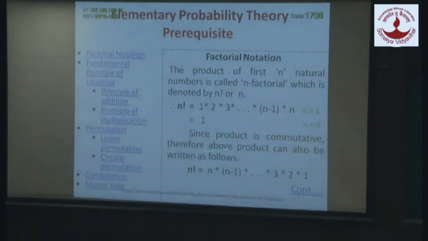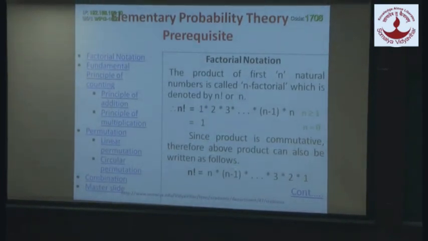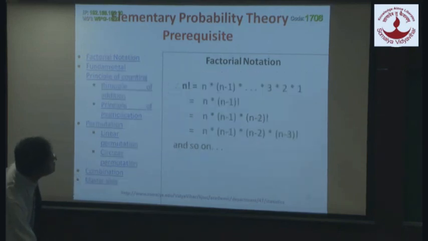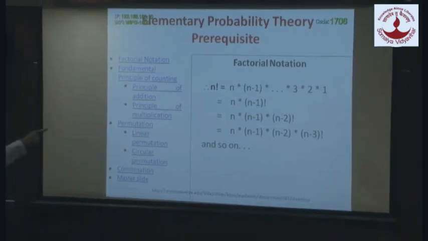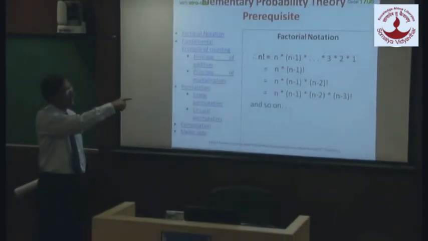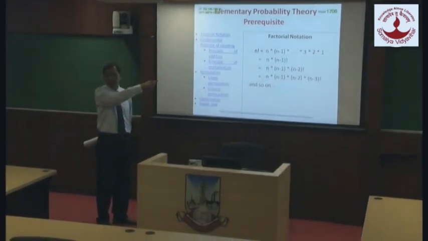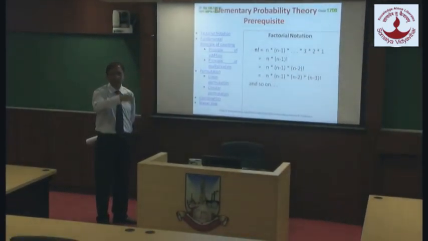Since the product is commutative, the above product can also be written in the reverse order. n factorial is equal to n into n minus 1 into n minus 2, and so on: starting from n, you just go on reducing each term by 1 till you get 1. So the remaining terms n minus 1 into n minus 2 into 3 into 2 into 1 can be written as n minus 1 factorial, or n into n minus 1, the remaining terms can be written as n minus 2 factorial, and so on. You can write n into n minus 1 into n minus 2 into n minus 3 factorial. You can reduce to smaller numbers.